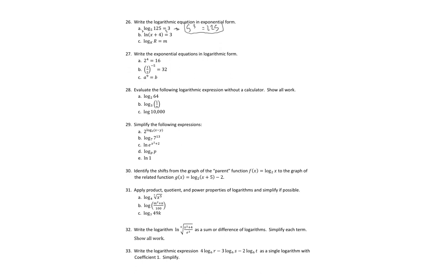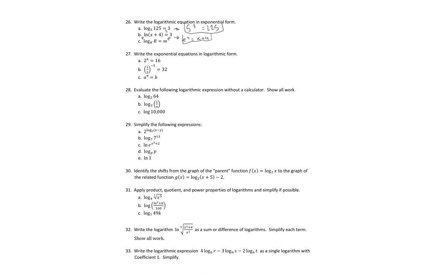And then for part B, we have natural log of x plus 4 is equal to 3. Basically, we're going to take each side to the e power, right? And then we're just going to be left with e cubed is equal to x plus 4. So that's the exponential form of that one.